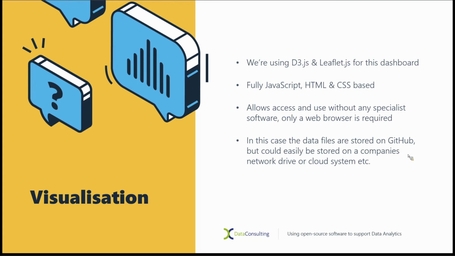You can use Google Chrome, Internet Explorer maybe, might be a bit old for it, but yeah. So in this case, the data files are stored on GitHub, but could just as easily be stored on a company's network drive or cloud system. I know a few people have some security concerns when you hear open source, but you can really just store your files in the secure way that you're used to, and just reference them from a file path.